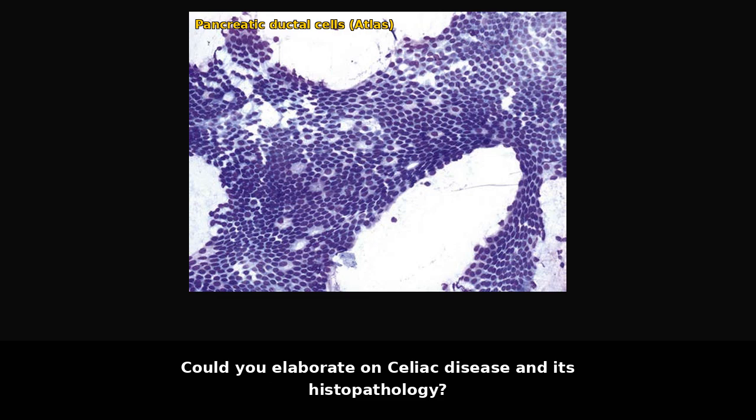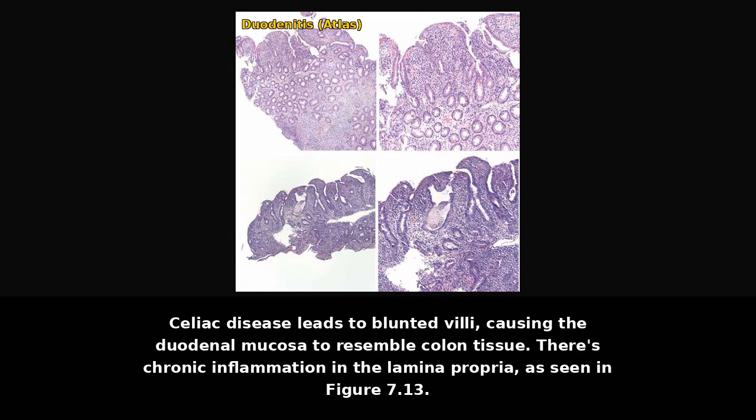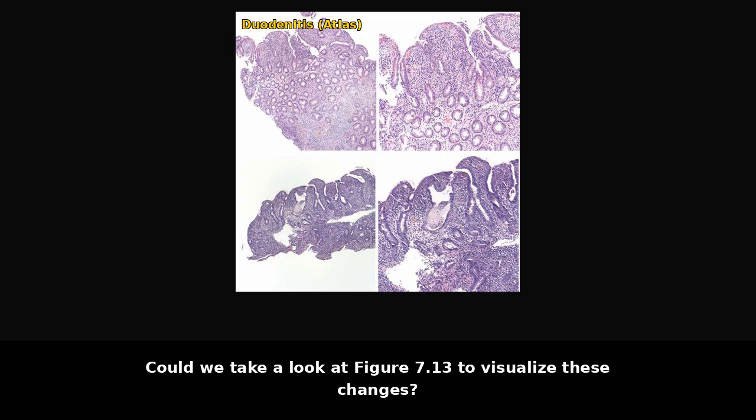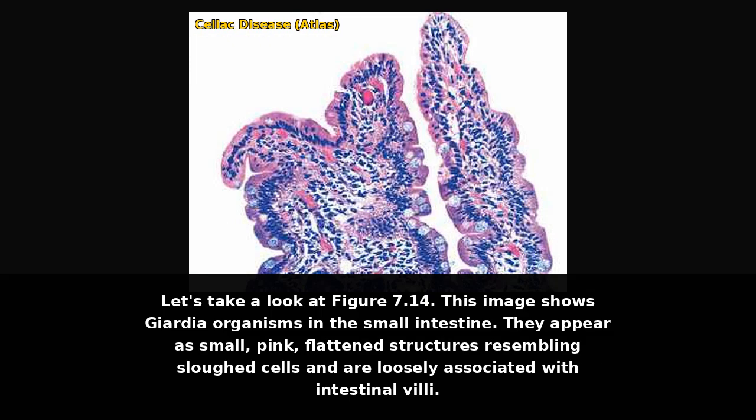Could you elaborate on celiac disease and its histopathology? Celiac disease leads to blunted villi, causing the duodenal mucosa to resemble colon tissue. There's chronic inflammation in the lamina propria, as seen in figure 7.13. Could we take a look at figure 7.13 to visualize these changes? Let's take a look at figure 7.14.